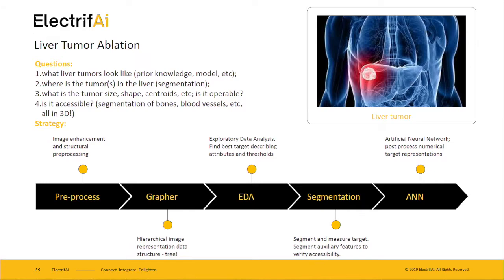So in our process, we pose the following questions. What do liver tumors look like? We can use prior knowledge for that, or we can start from scratch. Where is the tumor in the liver? That is the part that involves the segmentation. What is the tumor size, shape, centroids, and the kind? That is going to tell us if it's operable. And the last question, is it accessible?